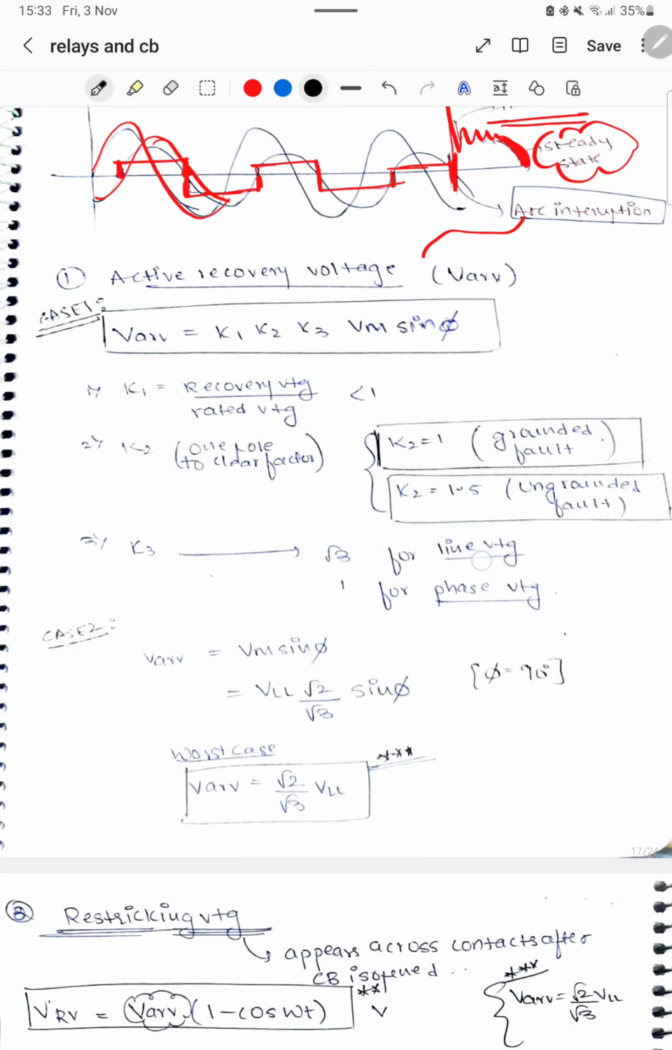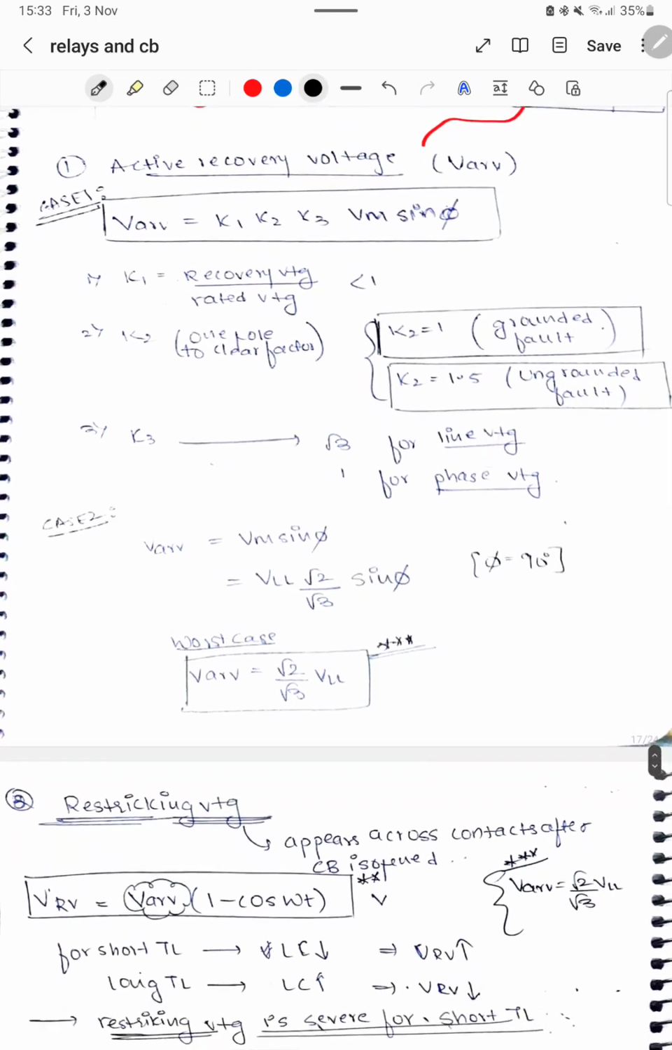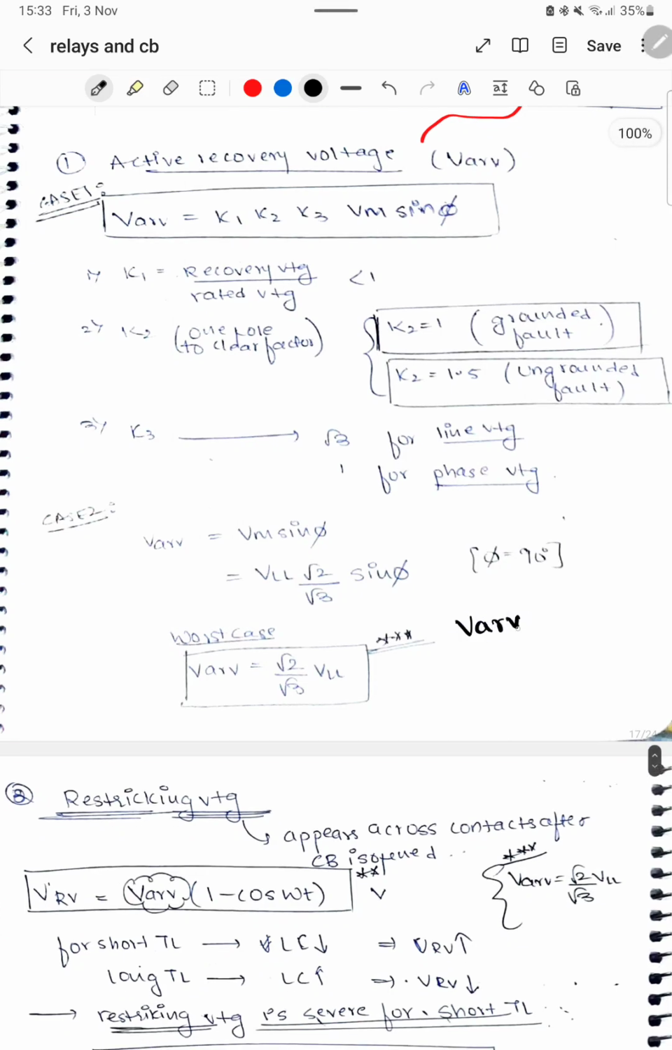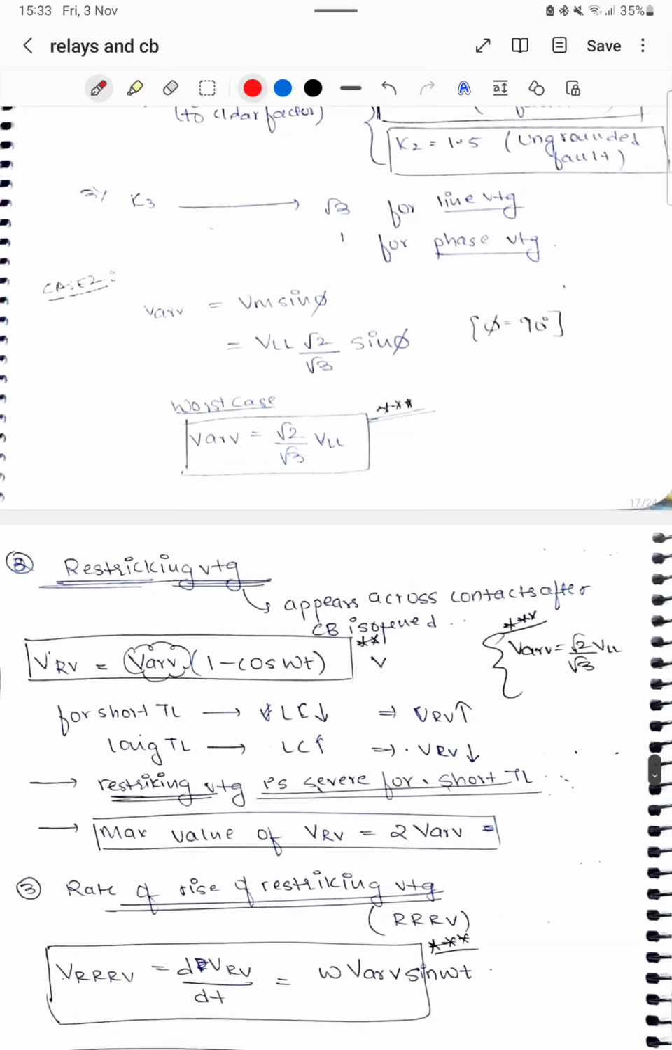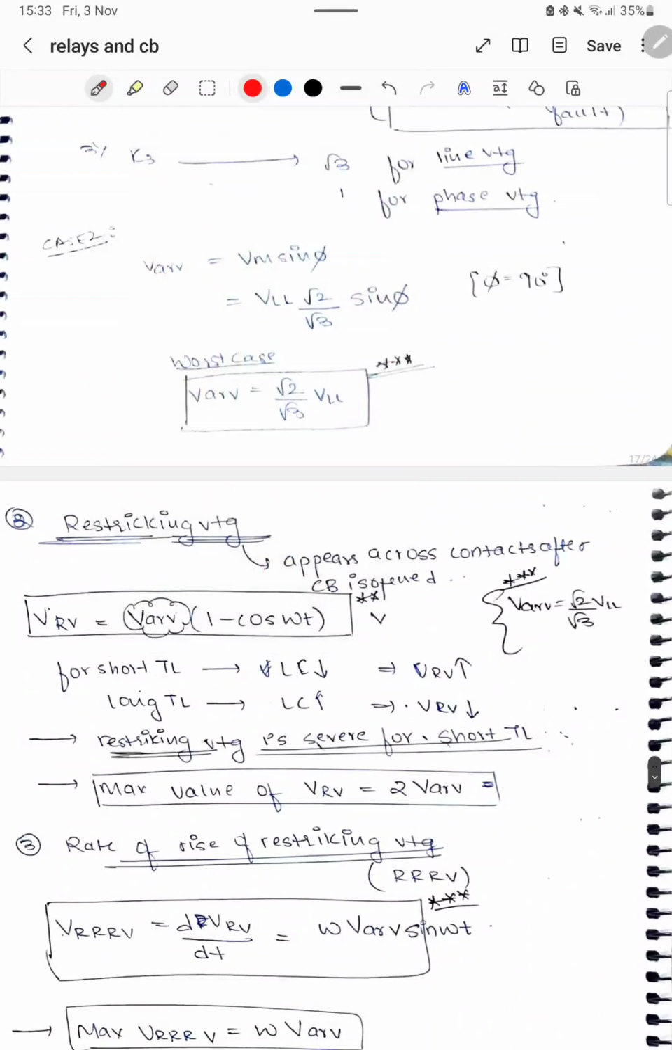That is case 1. Now what if you are not given any information about K1, K2, K3 and also phi? In that case, V_ARV is nothing but root 2 V_LL, the rated line-to-line voltage which is given, upon root 3. So V_ARV is root 2 into V line-to-line, which is given in the question, upon root 3. Majorly we will be using this only.